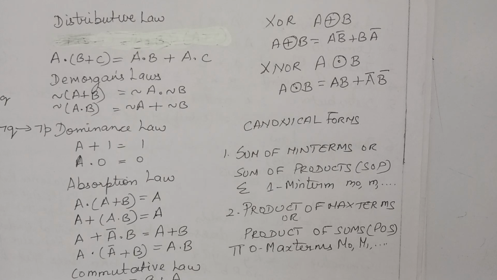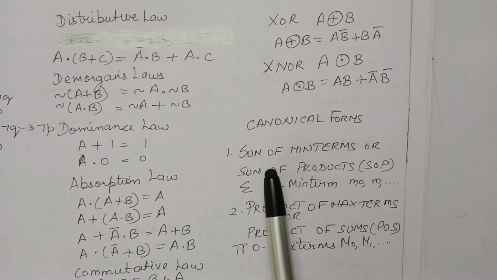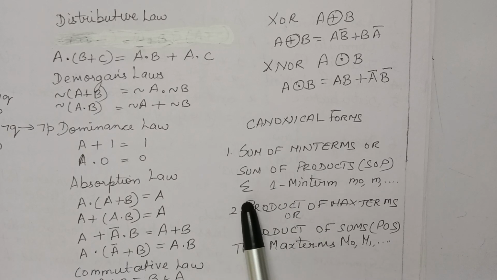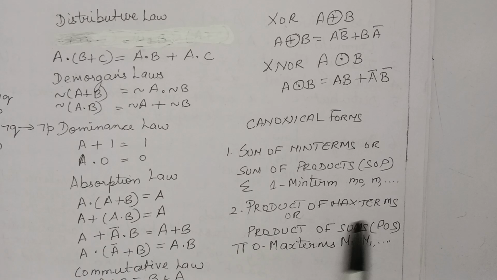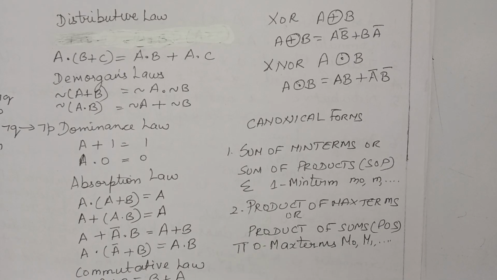Next, XOR: A XOR B means A B bar plus B A bar. XNOR, A dot B, means A B plus A bar B bar. Then canonical forms: the sum of minterms, which means the sum of products, is represented by sigma. The product of maxterms, which means the product of sums, is represented by pi.